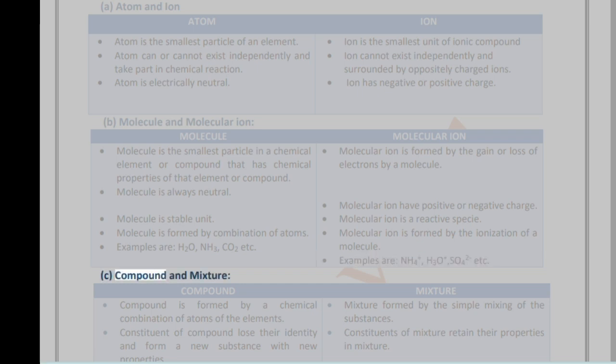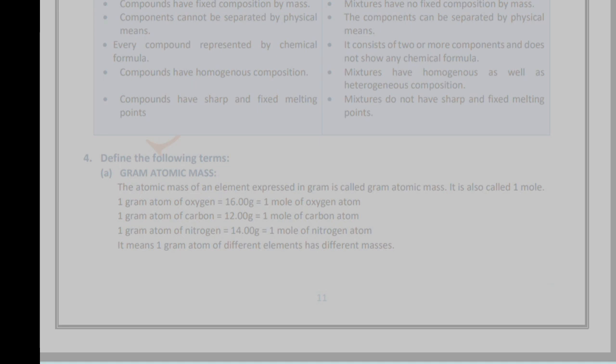C. Compound and mixture. Compound is formed by a chemical combination of atoms of the elements. Constituents of a compound lose their identity and form a new substance with new properties. Compounds have fixed composition by mass. Components cannot be separated by physical means. Every compound is represented by a chemical formula. Compounds have homogeneous composition. Compounds have sharp and fixed melting points.